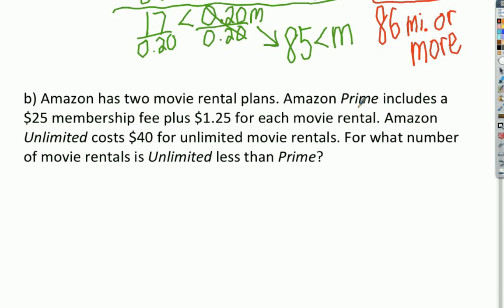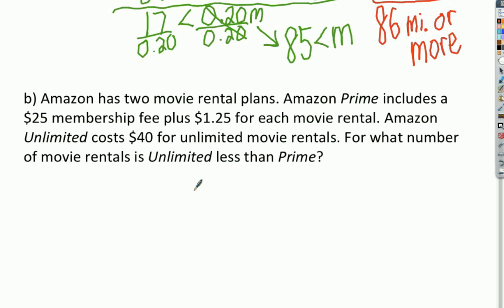So here's the situation. You get to choose. Do you want Prime or do you want Unlimited? Why would you choose one over the other? It depends on your preferences. If you're going to watch 3 movies, you don't love movies, but you want to be able to watch a movie every once in a while, then it probably makes sense to get the $25 membership and then just pay for those 3 movies. Because 3 times $1.25 is $3.75 plus 25, that's under $30.